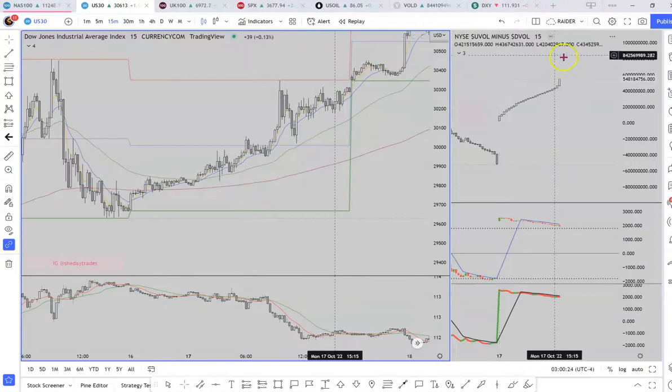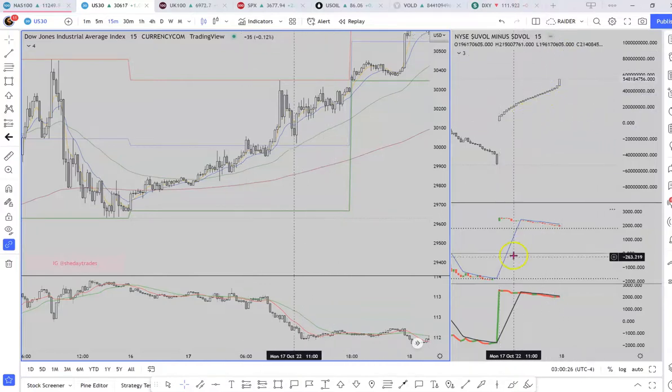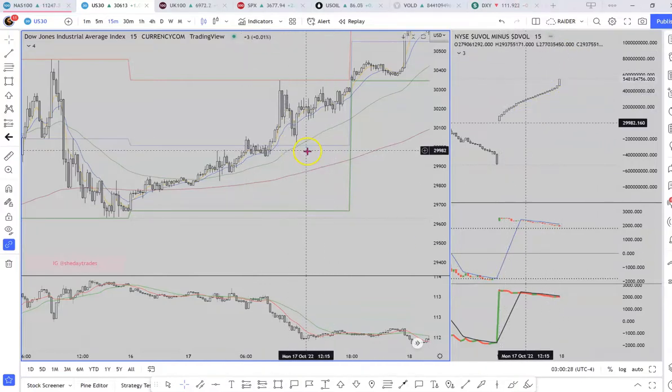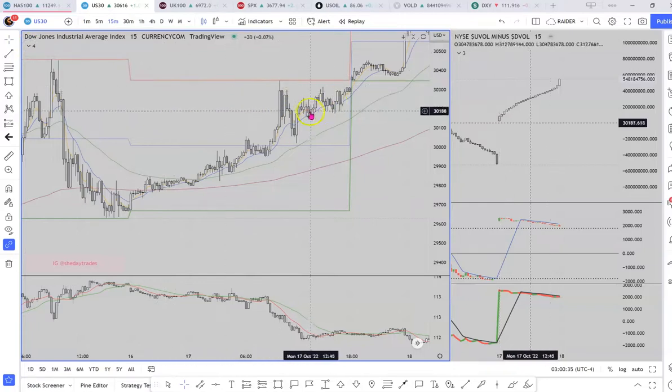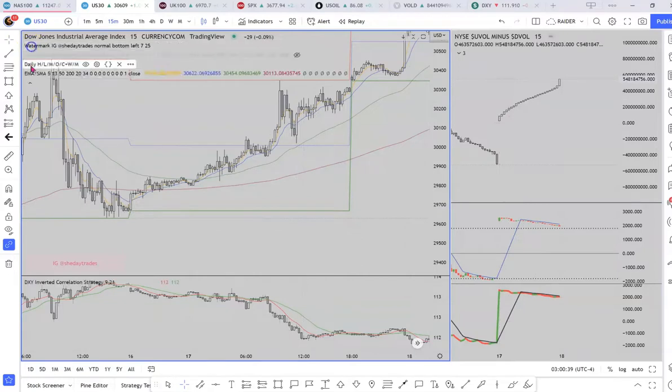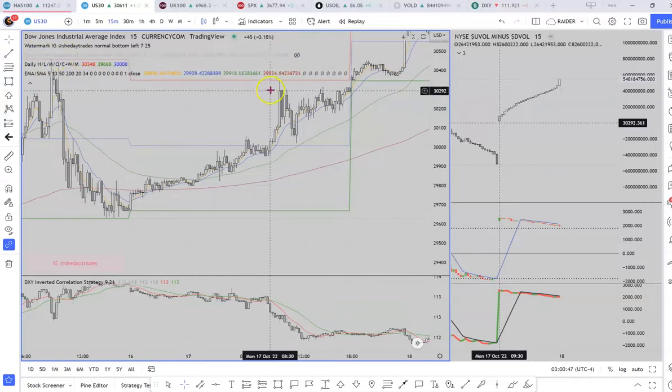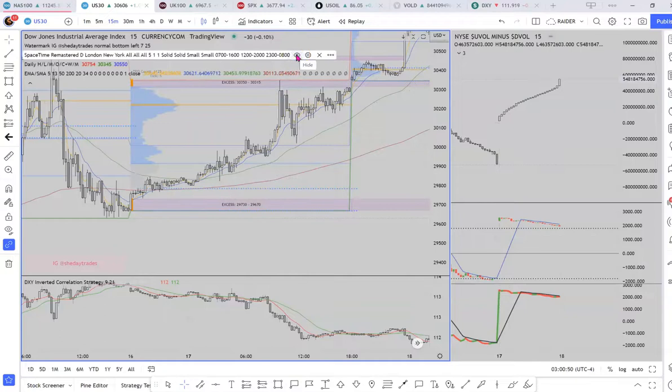But this is how I use the VOLD, ADD, and the daily high and low. And if you can't find this daily high and low, just mark it on your chart, high and low, not a big deal. And then of course these moving averages right here will save you. This is more specifically if you don't have the Space Time Remastered for the market profile.